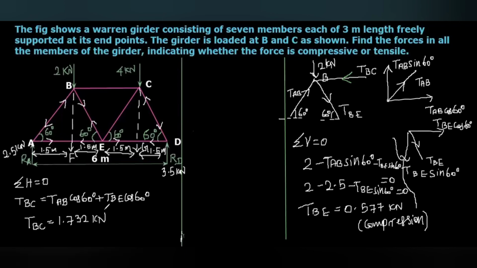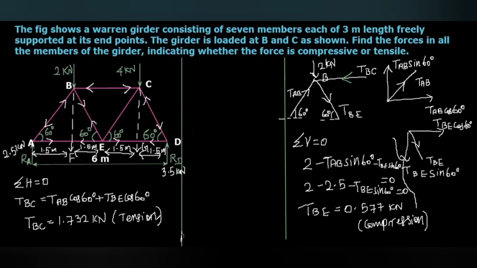And then here you can see, to the point B, the tension in the member BC is acting inwards. It is acting inwards to B. Same way it will act inwards to the joint C also. So this will be tension in nature.